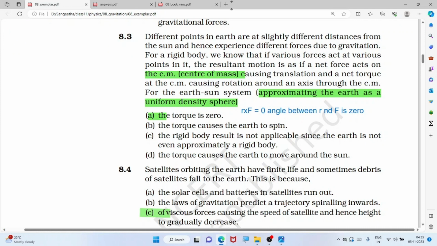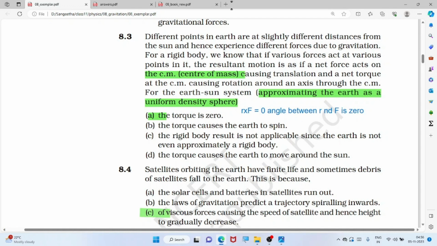Different points of the earth are at slightly different distances from the sun, and hence experience different forces due to gravitation. For a rigid body, we know that if various forces act on various points on it, the resultant motion is as if the net force acts on the center of mass, causing translation, and the net torque at the CM causes rotation around the axis through the center of mass.